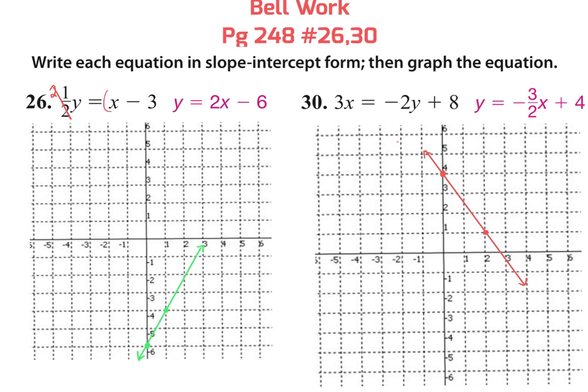But then I have to multiply every single piece by that 2. And so when I do that, I get the 2x and the 6 here. And now I have the y by itself. And that is slope-intercept form. All right. And graphing it, -6. And then anytime you have a whole number for a slope, it's just over 1. So my numerator there would be 2. My denominator would be 1, which is why I went up 2 and right 1.